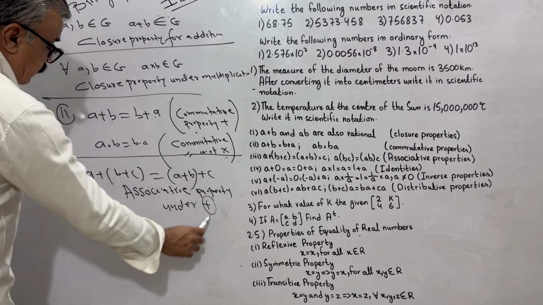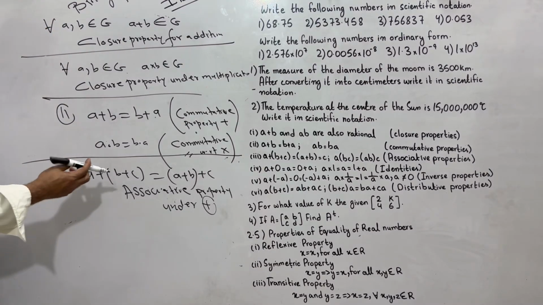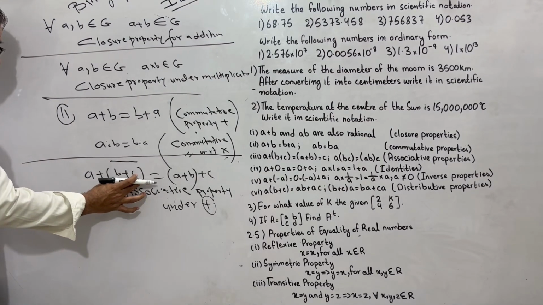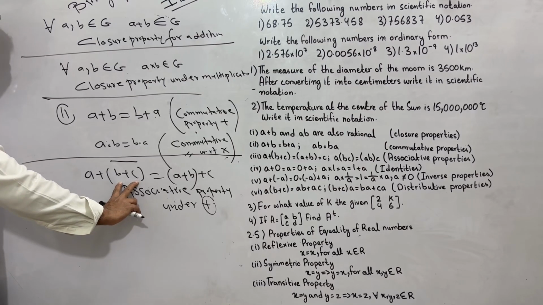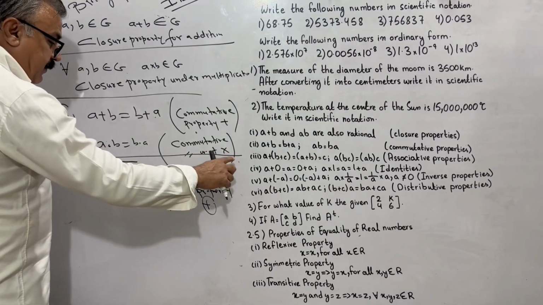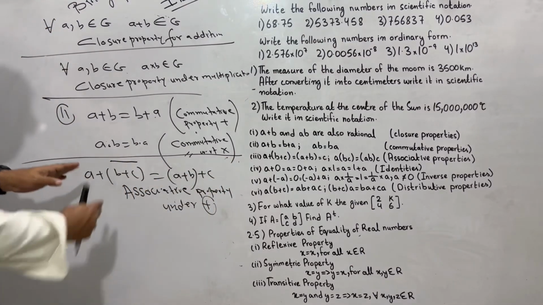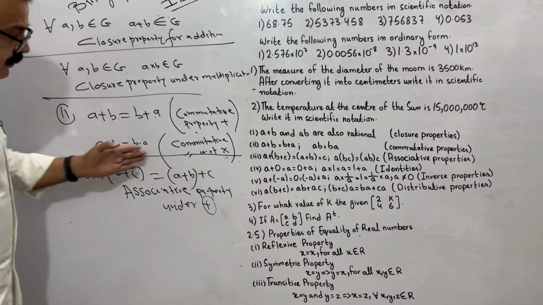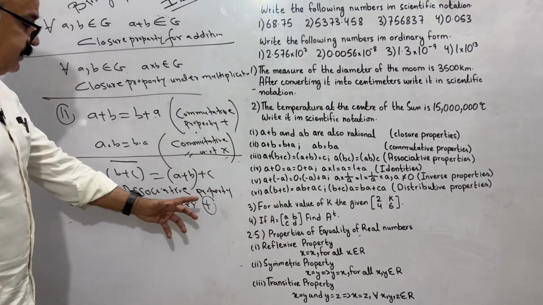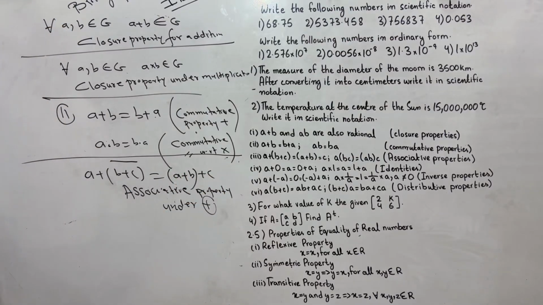Where lies the difference? In one case, we have to move from right to left: first operate B plus C, first add B plus C, whatever the result is, then add with A. In the other case, it is left to right: first add A plus B, then add with C. It is known as the associative property under addition, associative law for addition.